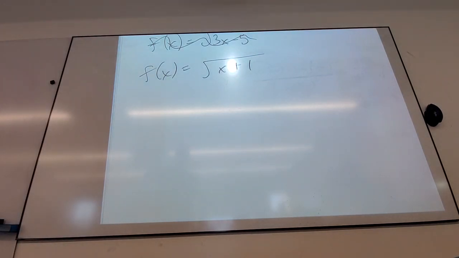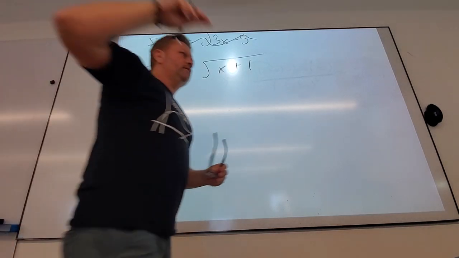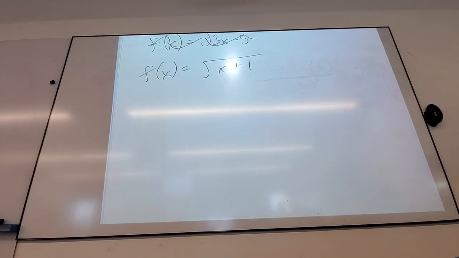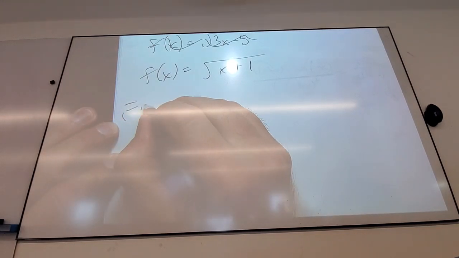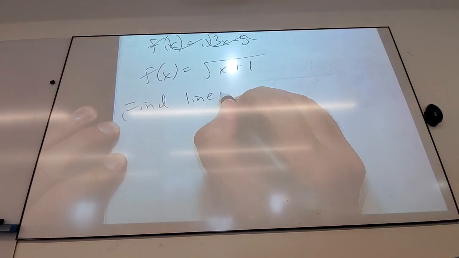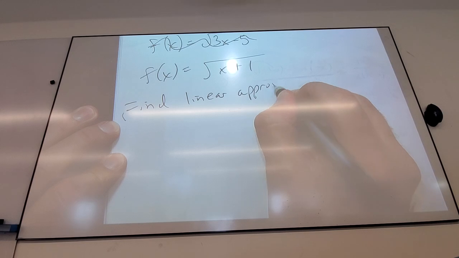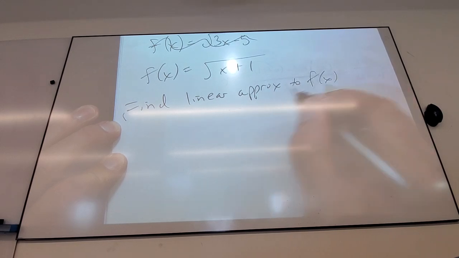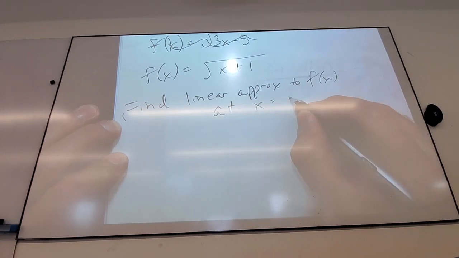So they're going to give us a function. They're not going to ask us this question, but we know we're going to translate what they ask us into this question. Find the linear approximation. This is what they're going to ask us. To f of x at x equal to 3.